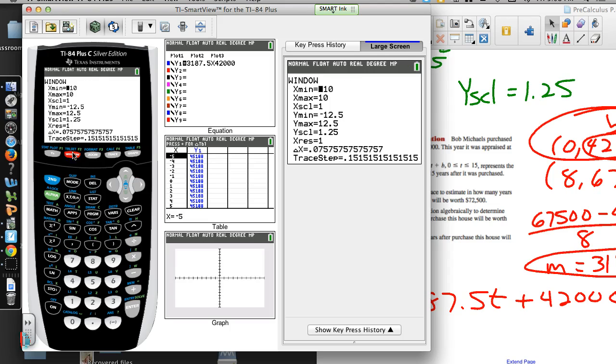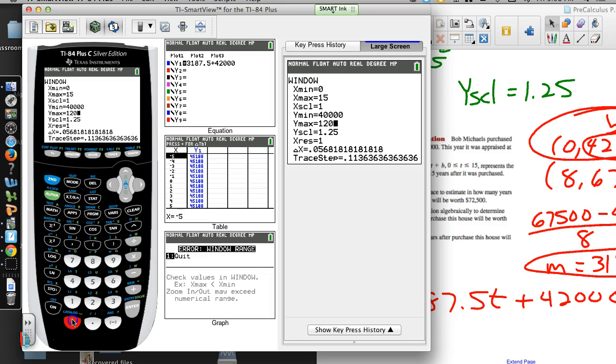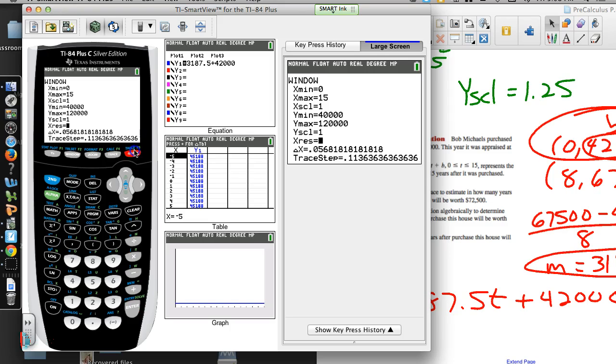So window, they wanted this for the first 15 years, so we need 0 to 15. The house started out at the 42,000 mark, so I'll maybe go 40,000. And after 8 years, it was already up to $60-some thousand. So maybe I'll try 120,000. And it really doesn't matter what I go by right now. I'd just rather it wasn't that nasty little 1.25. All right, so let's graph it. Y min, Y max, looks good.